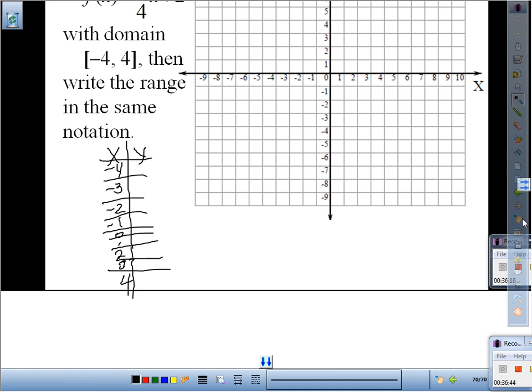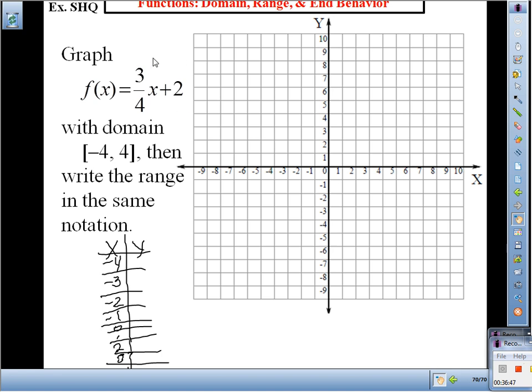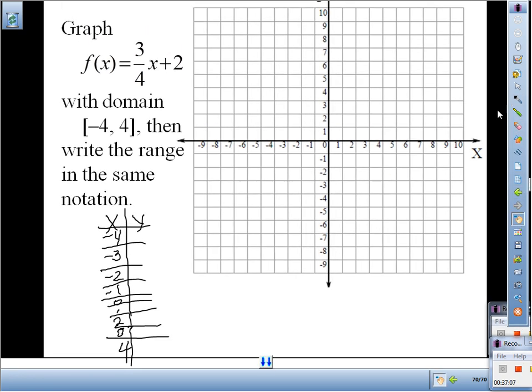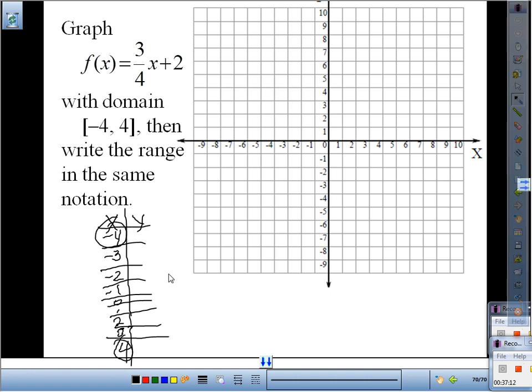Isn't this a straight line, guys? Look at it. Yes. So do we need all those points? We just need what? The -4 point and the +4 point. So what do we do? How do we plot it? Substitute. We're going to substitute this -4 in there to get the y, and the +4 in there to get the y. Everybody see what I'm doing?